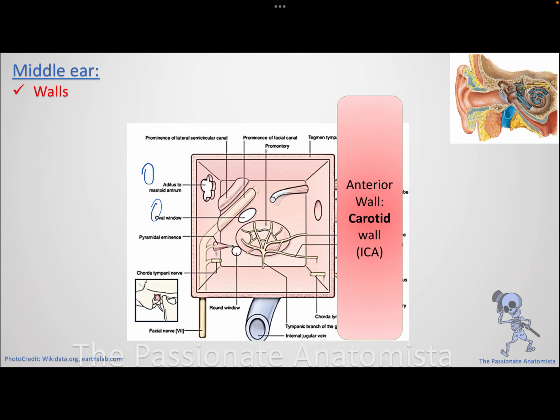Now, the anterior wall, it's the carotid wall, carotid artery. It's related to the artery. So the anterior wall is related to the carotid artery, the internal carotid artery. Now, these walls are important and they have important structures. They are as important as the medial wall that we just talked about. Other than that, the other walls don't have important structures.